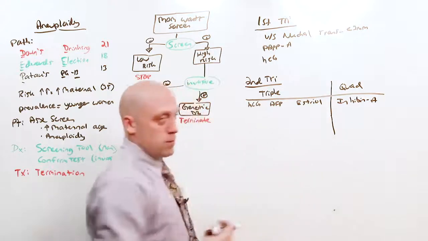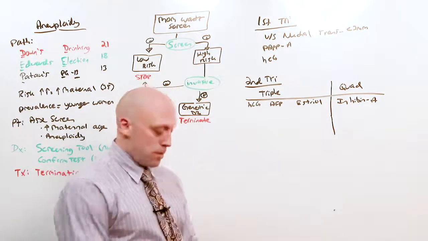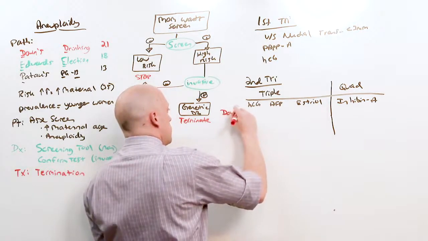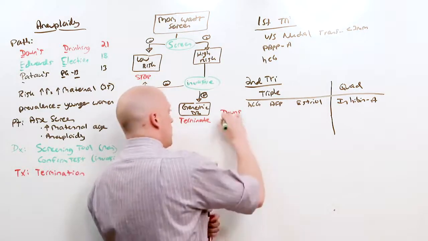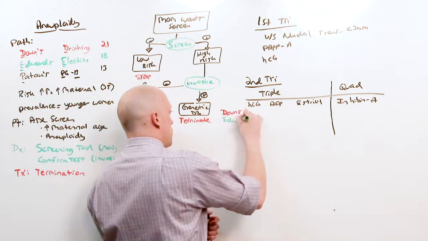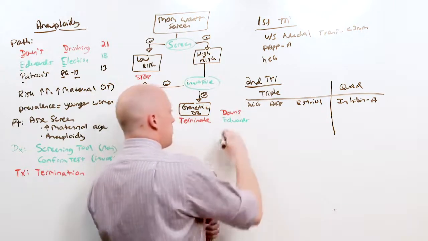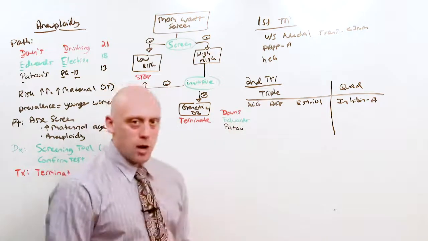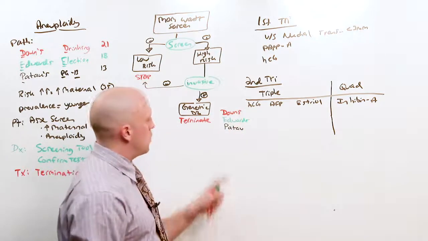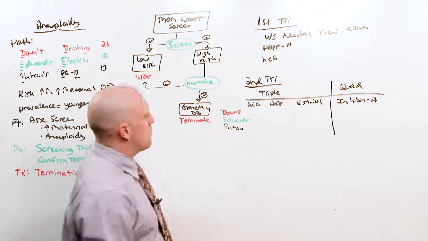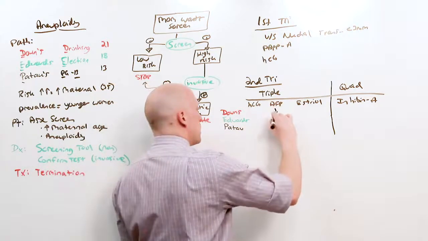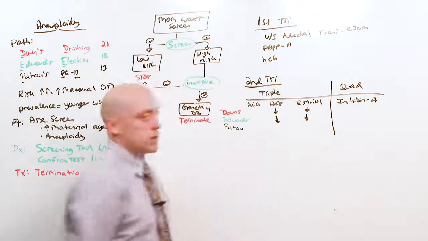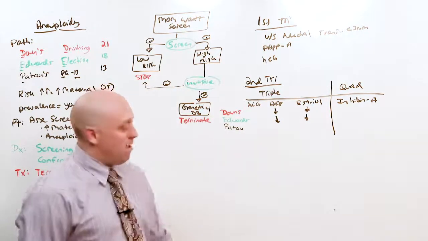This you should commit to memory because it's easy to remember. Again, we're dealing with Downs, Edwards, and Patau. Downs is up. To differentiate between Downs and Edwards, because both Downs and Edwards have AFPs and estriols that are down. They mimic each other and therefore don't count when you're on the test.